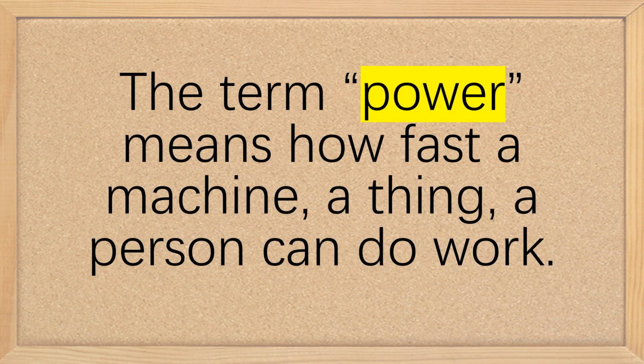The next one is power. So power means how fast a machine, a thing, a person can do work. So you just imagine or remember the word how fast. For example, if you can do your homework very quickly, shall we say you can do your homework in 10 minutes, meaning you have a brain power that is very strong because you can finish the homework in only 10 minutes.